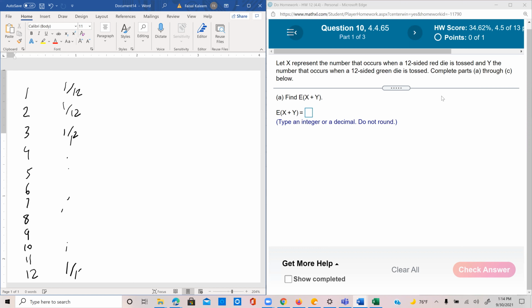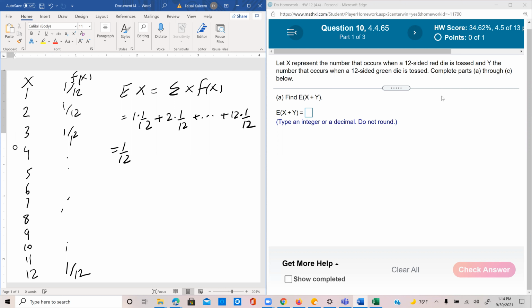All probabilities are 1 over 12. So this is X, and this is f of X. And so E of X would just be summation of X f(x). So it'll be 1 times 1 over 12 plus 2 times 1 over 12 plus all the way up to 12 times 1 over 12. And 1 over 12 can be factored out. So 1 plus 2 plus all the way up to 12.